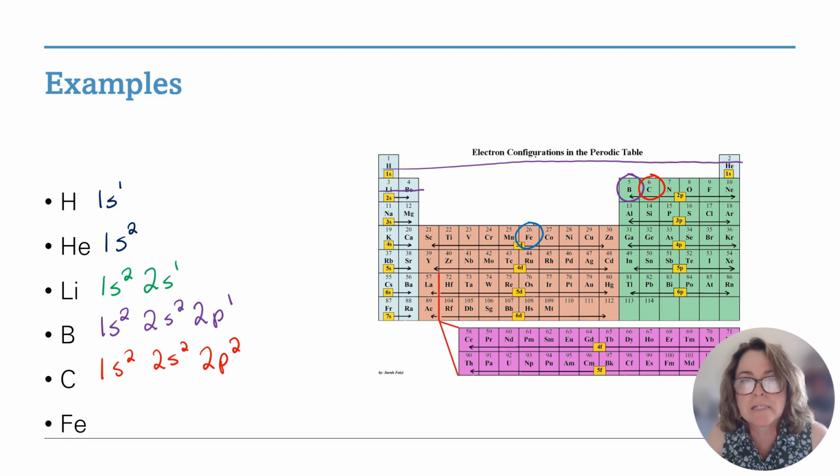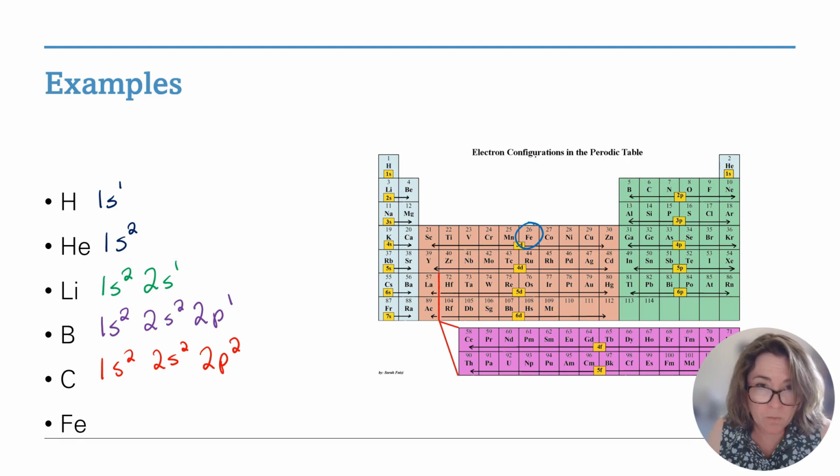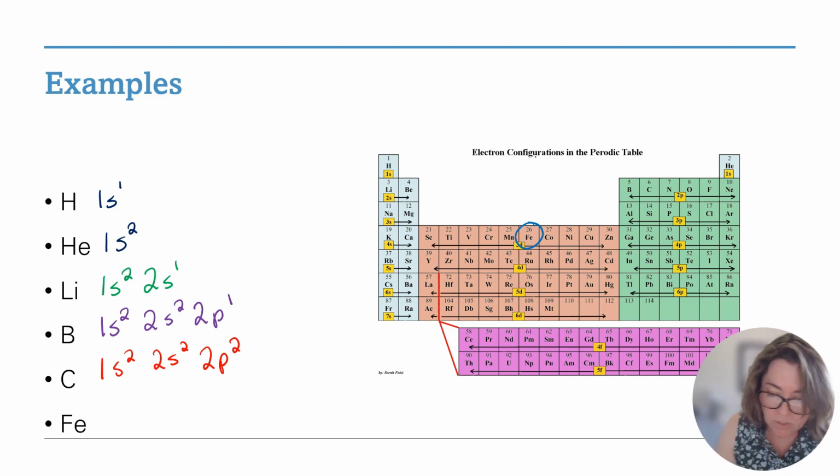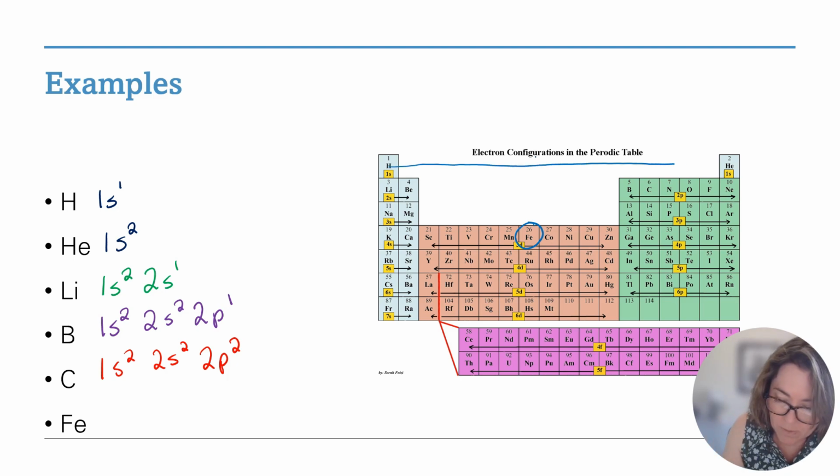I've got 26 electrons. All right, so I'm going to start with hydrogen, go all the way across. So I have filled up 1s2.